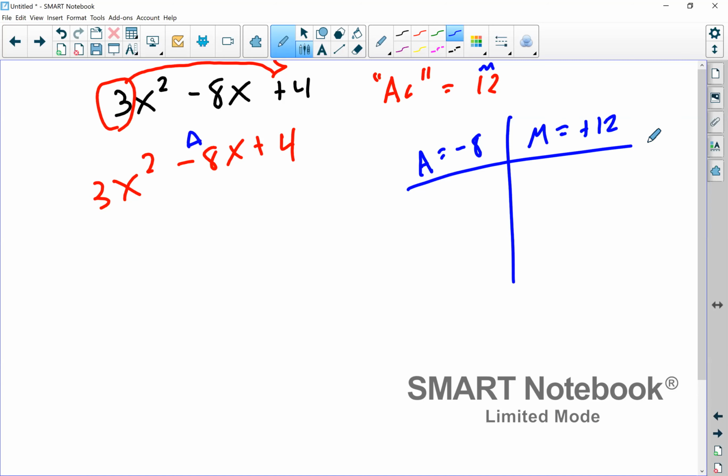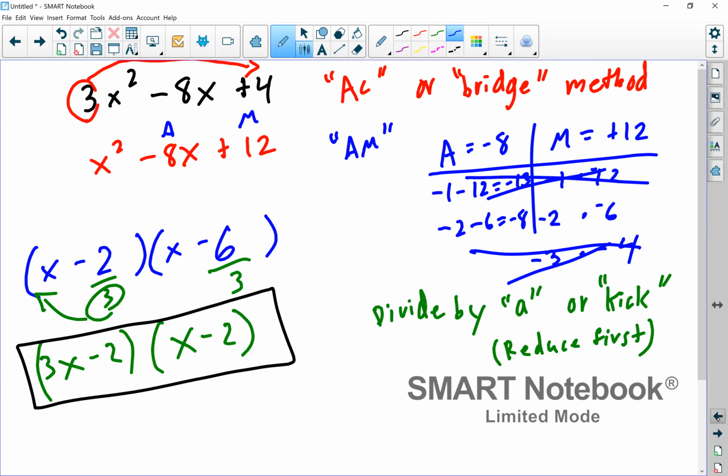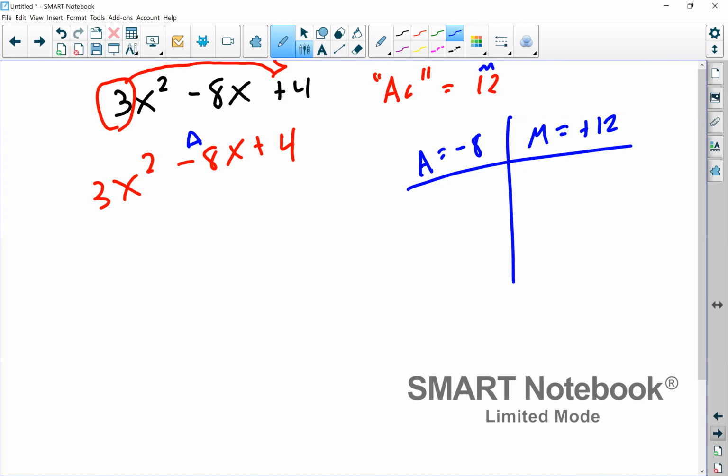Same factors. We already saw in the last problem which ones work. We know that the -2 and -6 works. I'm not going to go through all those extra steps, but we know -2 times -6, when we multiply this, equals a positive 12, and -2 minus 6 equals -8 when we add them together.